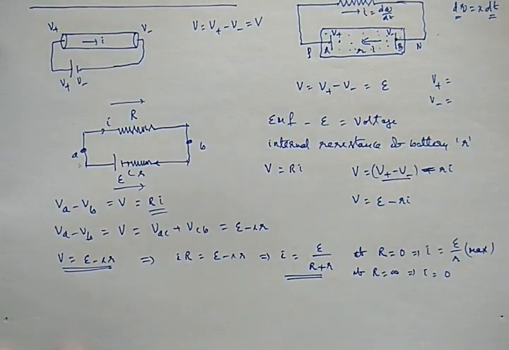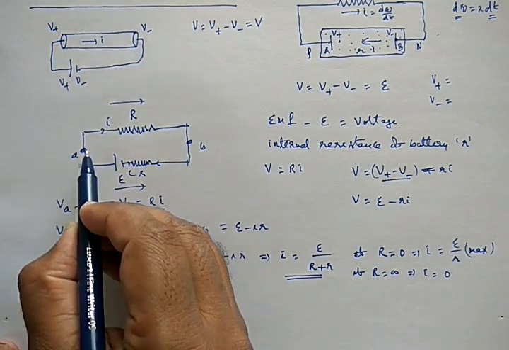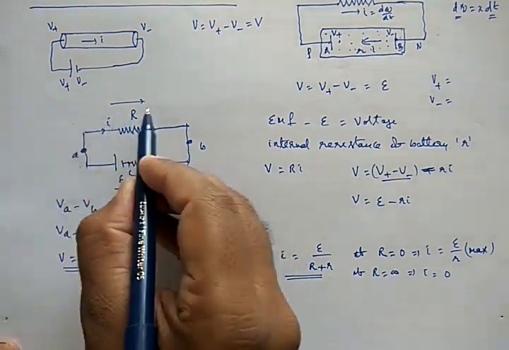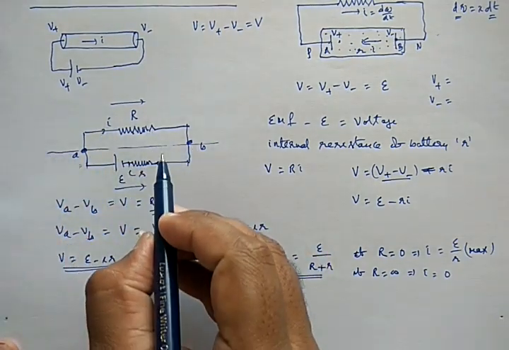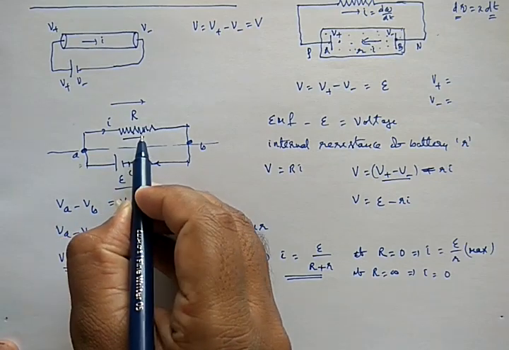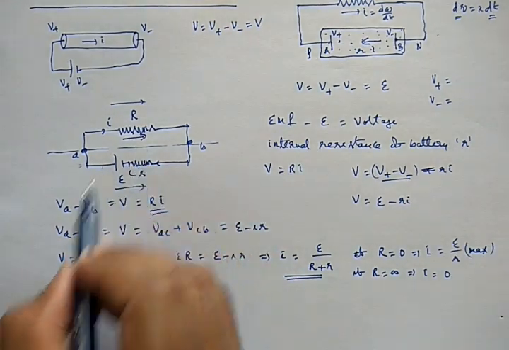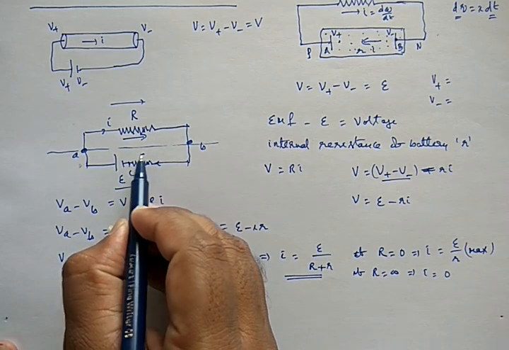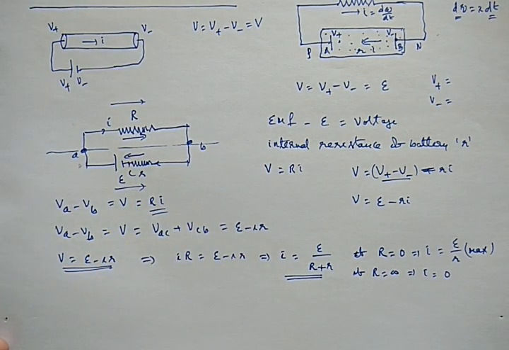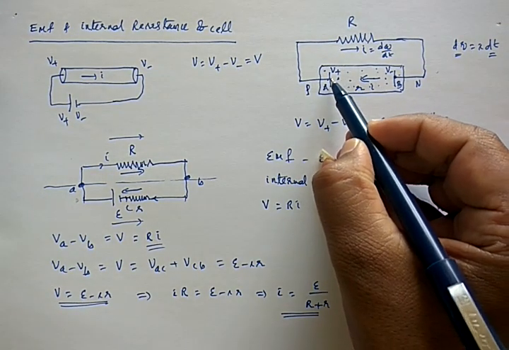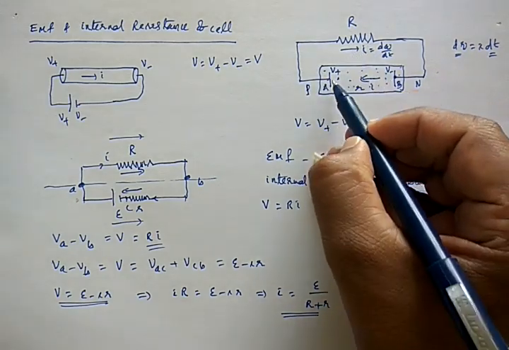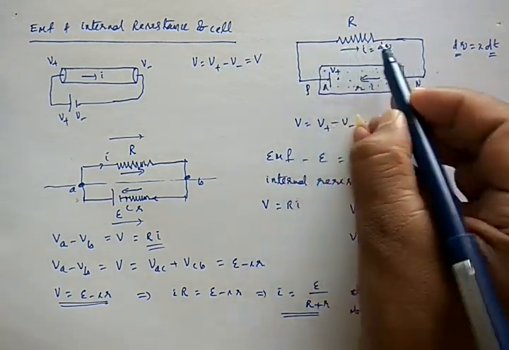And in this case, you look at this diagram, from A to B, current is going in this direction. This is outside the battery. This circuit is outside the battery. In this, current is going in this direction. But when you are inside the battery, current is going in the opposite direction. Look at this diagram. If you are outside the battery, current is going from A to B in this direction.